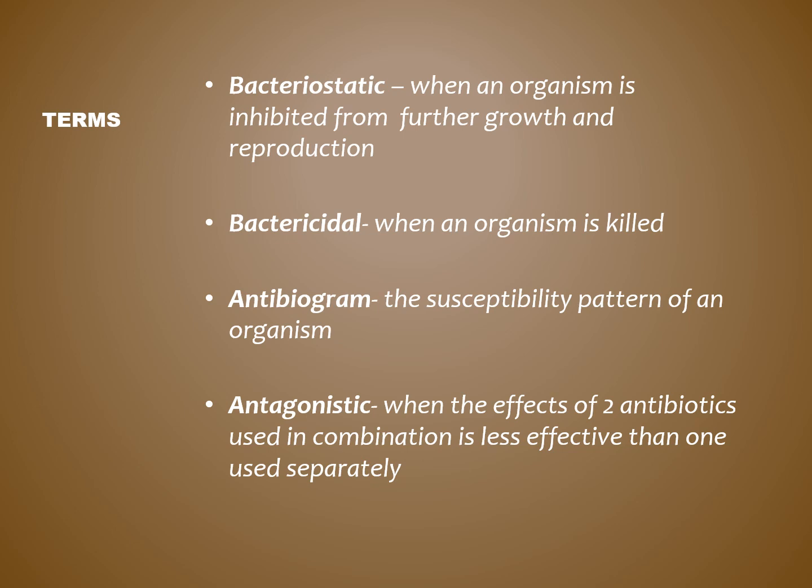Antibiogram is the susceptibility pattern of an organism. I like to call it the fingerprint of a bug's susceptibility. For example, Stenotrophomonas is very resistant, and so if you look at its antibiogram, you would see that it's very resistant to most of the antibiotics. Antagonistic is when the effects of two antibiotics used in combination is actually less effective than using one separately.